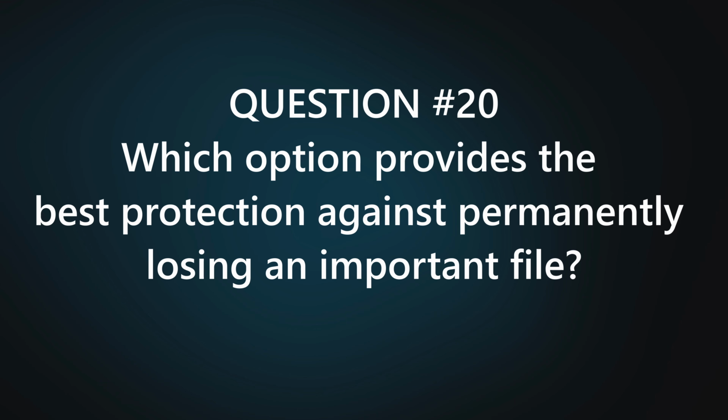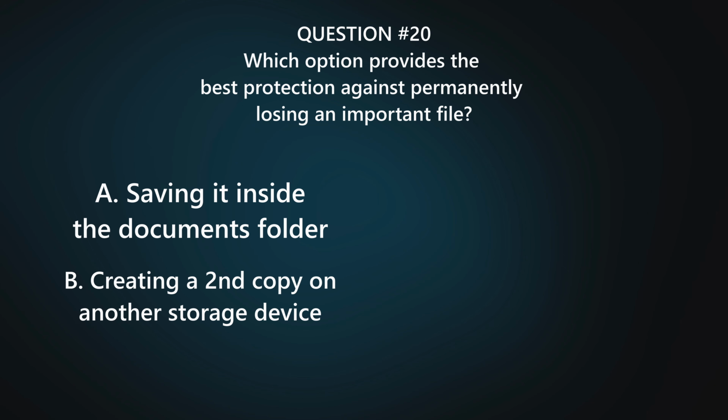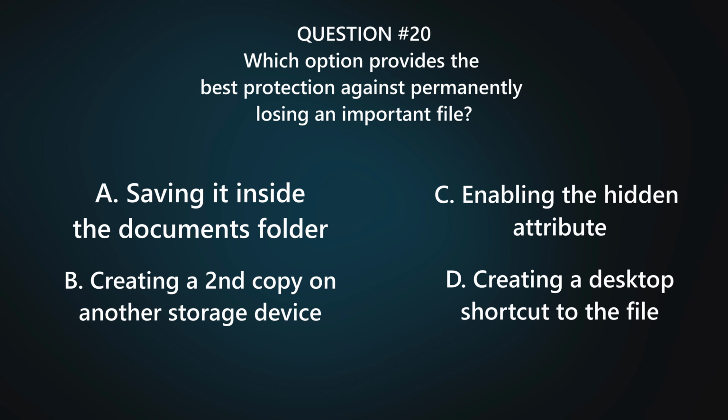All right, if you've made it this far, we're down to the last question. Question 20. Which option provides the best protection against permanently losing an important file? A. Saving it inside the Documents folder. B. Creating a second copy on another storage device. C. Enabling the hidden attribute. D. Creating a desktop shortcut to the file.